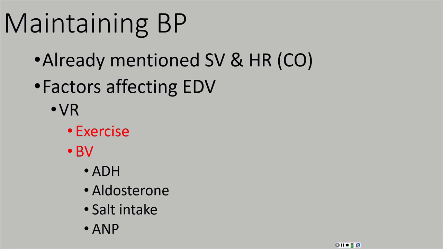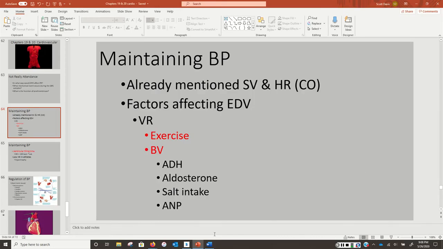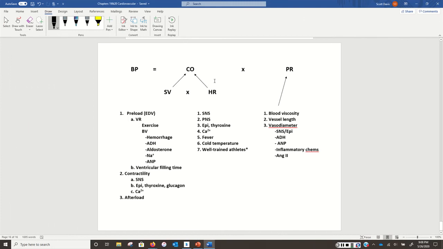So real quick, let me pull up our chart here to show you what we're going to be talking about. So number 1, number 2, and number 3 were the 3 ways to affect stroke volume. Now we're specifically looking at number 1, preload. And there are 2 ways to affect preload: venous return and ventricular filling time. We're going to talk about those.